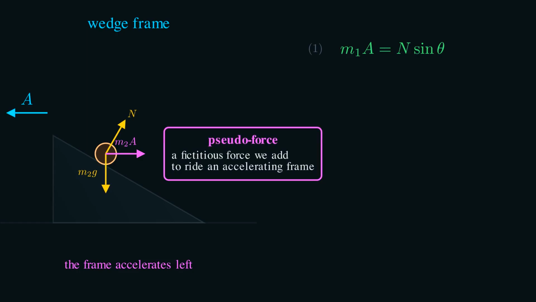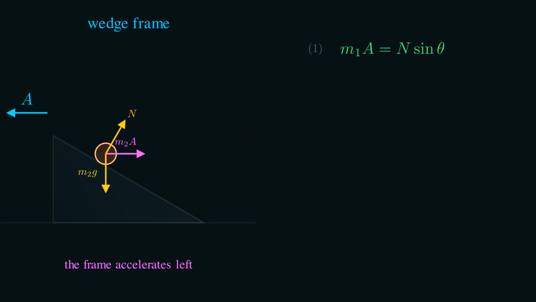Now, what exactly is a pseudo-force? It's just a fictitious push we add so that Newton's laws still work while we ride an accelerating frame. A bookkeeping trick, nothing more. Alright, let me set up axes that match the incline. This dashed line, x prime, runs straight down the slope, and y prime points out, perpendicular to the surface. Trust me, choosing these axes is what makes the whole thing easy.